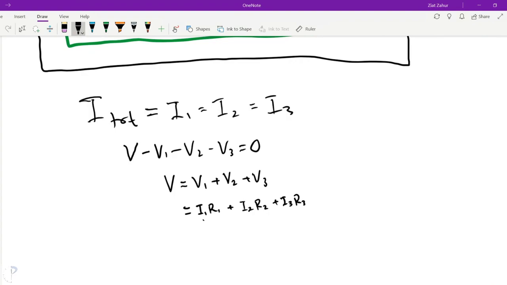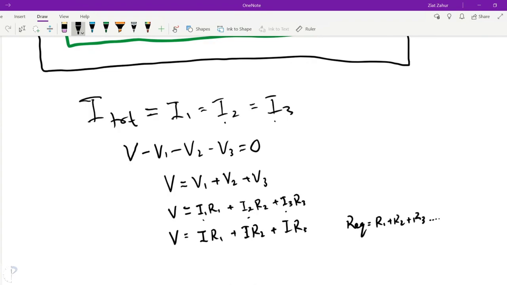And since all of the I's are the same, I'm just going to call it I. This is I times R1 plus I times R2 plus I times R3. And then when you factor out the I's, you can see how R equivalent is equal to R1 plus R2 plus R3. So to find the total resistance, of course, we can just add all the resistances.